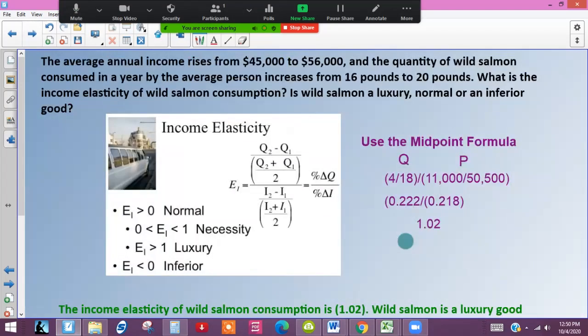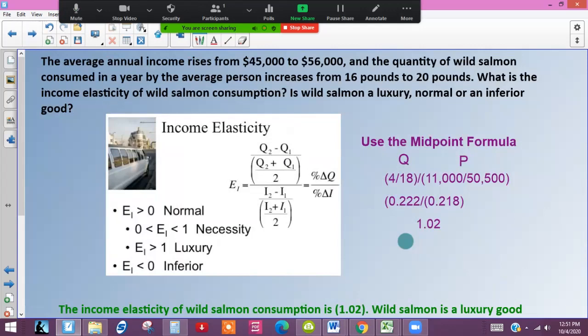Next, we're going to look at income elasticity. And the way we compute that is we take the percentage change in quantity divided by the percentage change in income. And one way that I remember these formulas is the quantities always go on top and the money value, whether it's price or income, always goes in the denominator.